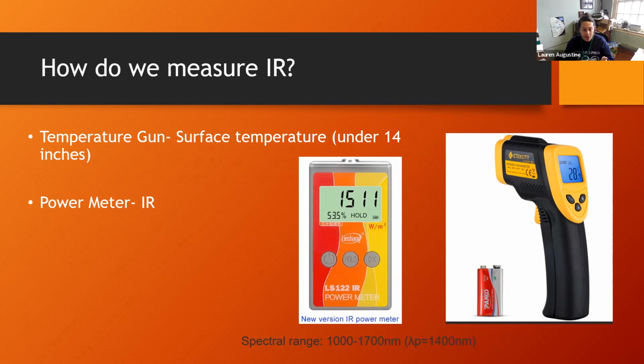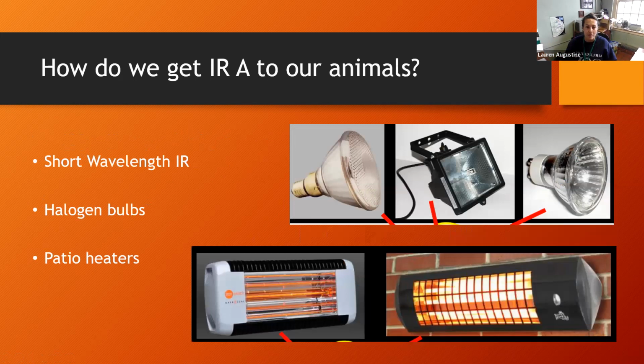Something that I just recently purchased before I moved here that I want to start using is called a power meter. A power meter has a spectral range of 1,000 to 1,700 nanometers and can read IR. That's what I want to look at when evaluating our light bulbs or heat sources in our reptile house. I want to not just look at the surface temperature I'm providing, but at the IR spectrum that I'm actually giving those animals, so that I can evaluate different heat sources and bulb types for the best and highest quality spectrum lighting that I can find. Those are the ways that we can evaluate the IR in our exhibits and that we're giving our animals.